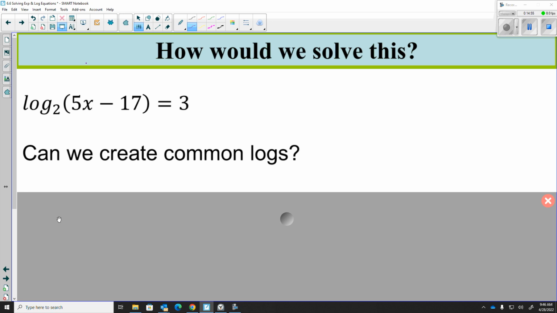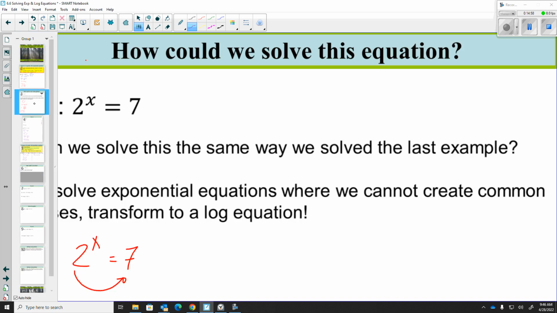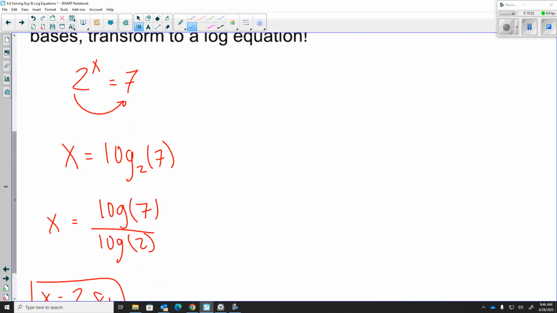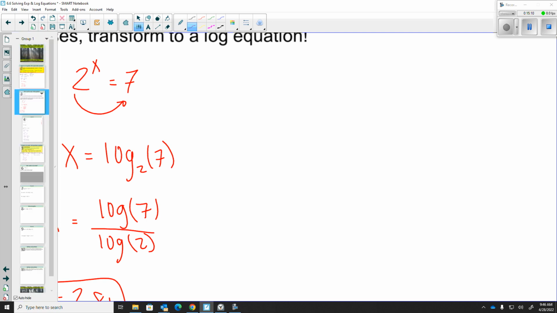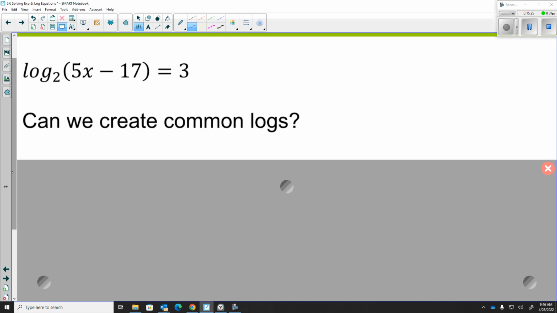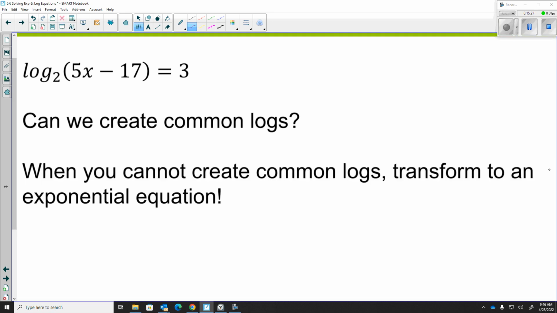Before, we had an exponential equation that we didn't know how to solve. When we got stuck, we didn't cry, we didn't give up, we didn't freak out. We turned it into a log. It's going to be the same thing here. Now I have a log and I don't know what to do. You're not going to call your mom, you're not going to freak out. You're going to transform it into an exponential. Just go the other way.